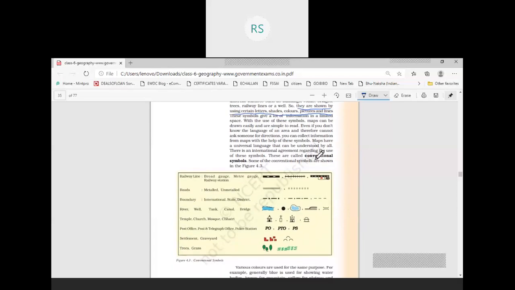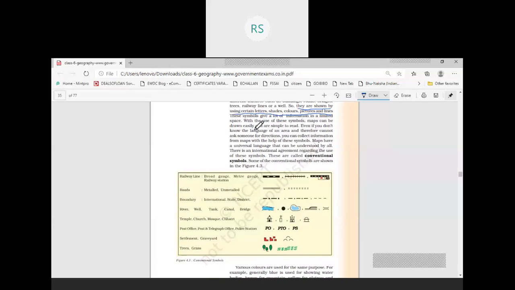The space is very limited. When we are drawing a map, we have scarcity of space. So we have to show so many things in a very limited space. In order to show all the things in a meaningful and useful manner, we use symbols. With the use of symbols, maps can be drawn easily and are simple to read.